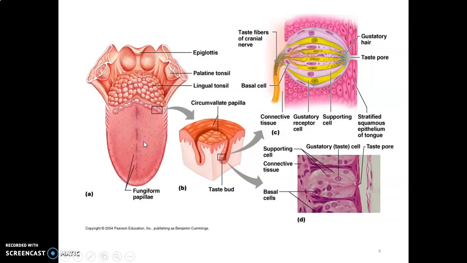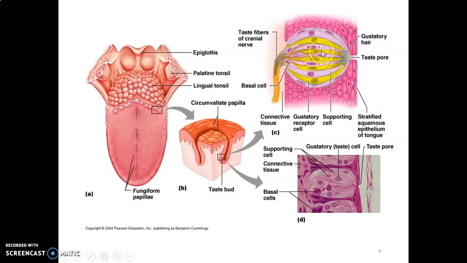Again, these are the papillae, and it's within the papillae that you have the taste buds, and this is the structure of the taste buds. So you have the taste pore here. This is the stratified keratinized squamous epithelium lining. The taste pore is where the taste chemical substance will be perceived.